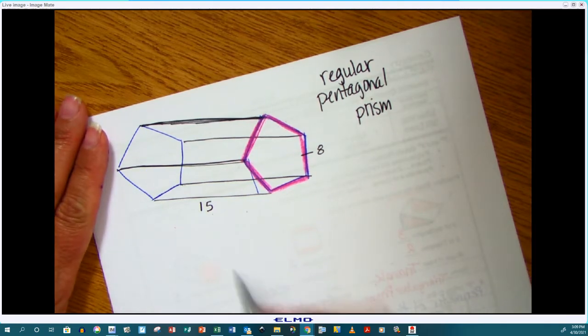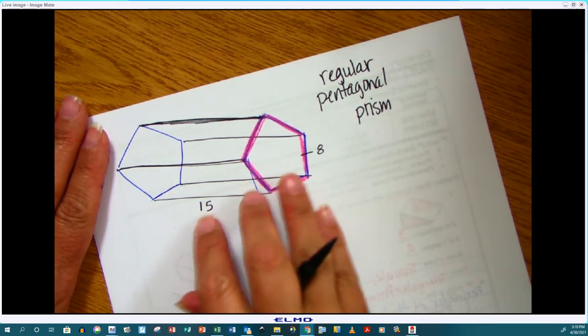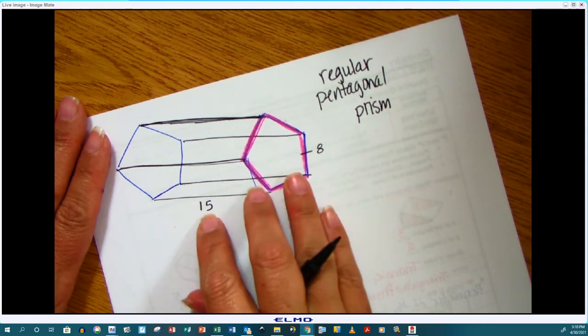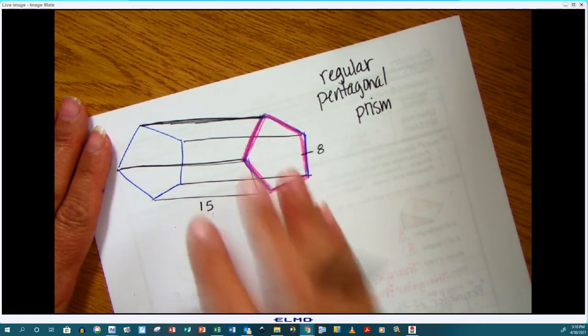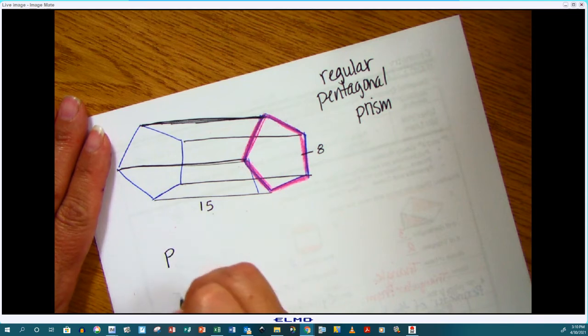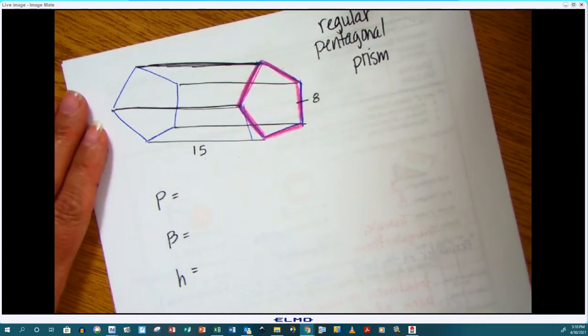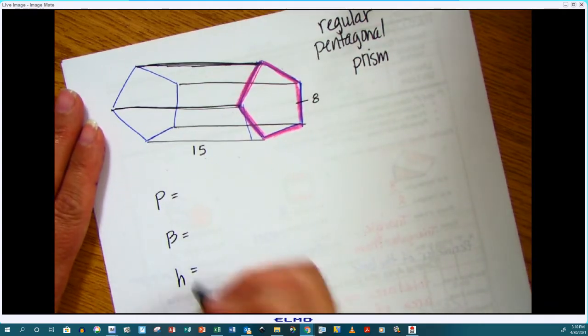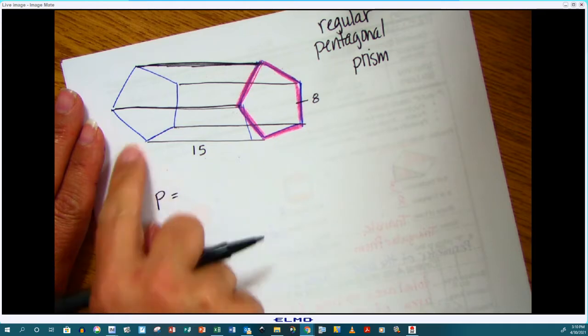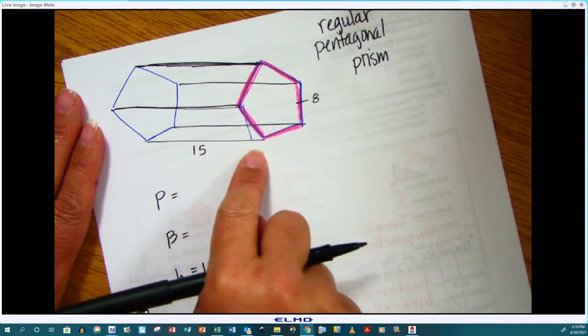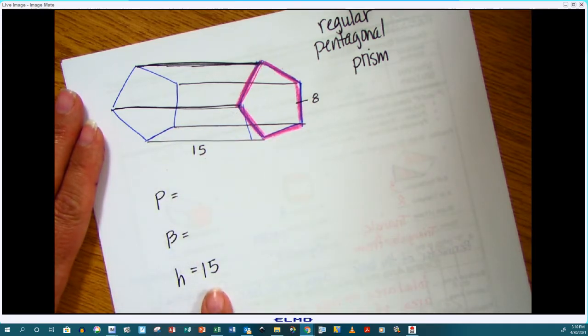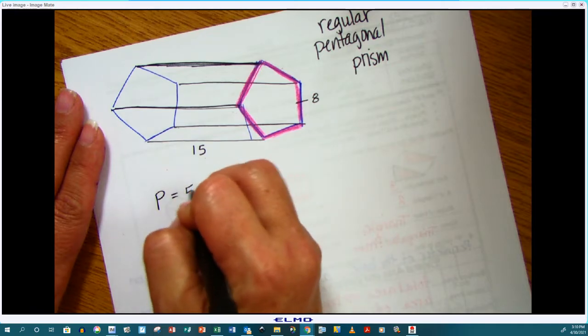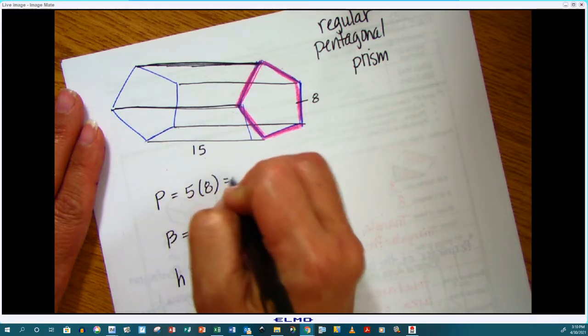So in order to find the surface area and volume of this pentagonal prism, I need the perimeter of the base, I need the area of the base, and I need the height of the prism. So one thing we know for a fact is the height of the prism is 15. That's the distance between the pentagons. So we're going to put 15. The perimeter, well, there's 5 sides. Each side is 8. So the perimeter is 40.